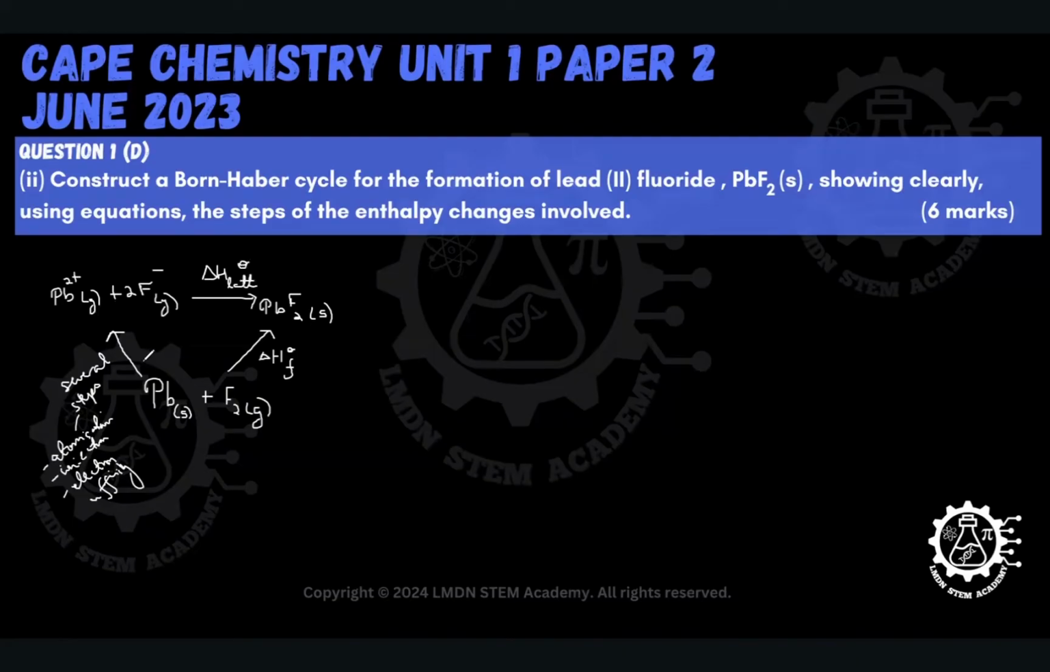And so what you will realize here is that there are two possible routes that we could take to making PbF2. The first one is where we would just do the enthalpy of formation, right? And then the second route is that we're going to go from these elements in their normal state, go through all these steps, and then finally put these gaseous ions together to form PbF2, okay?